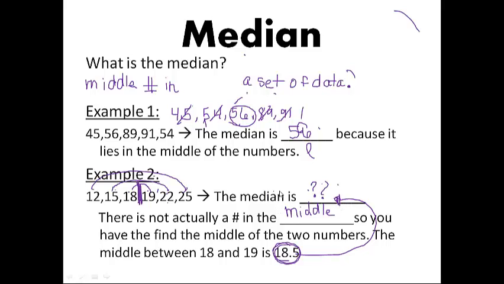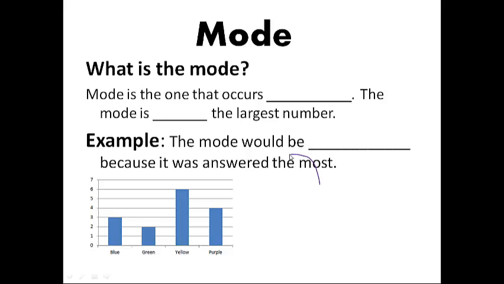Now we're going to move on to the mode. Start out with the same question. What is the mode? The mode is the one that occurs the most often. The mode is not necessarily the largest number. That's the most common mistake. Just because it's the biggest number does not mean it's the mode. It's the answer you get the most.